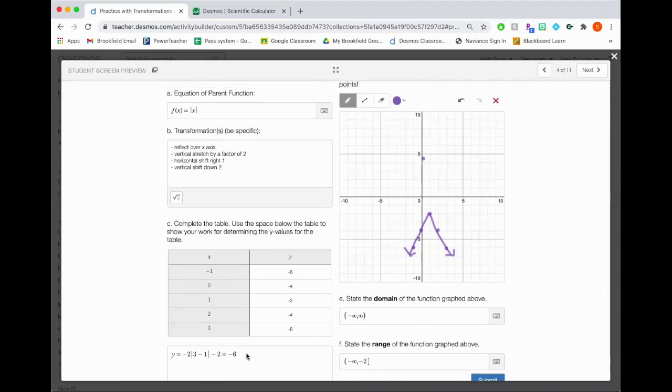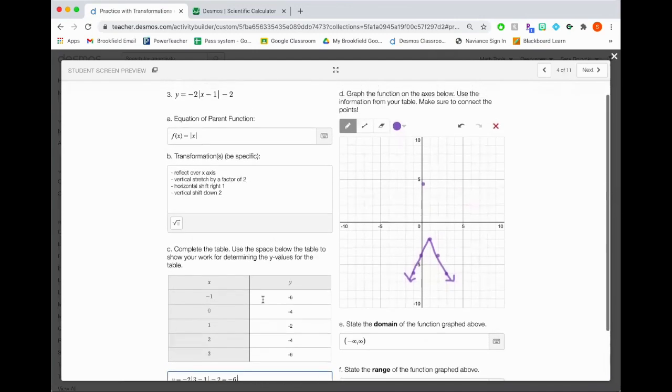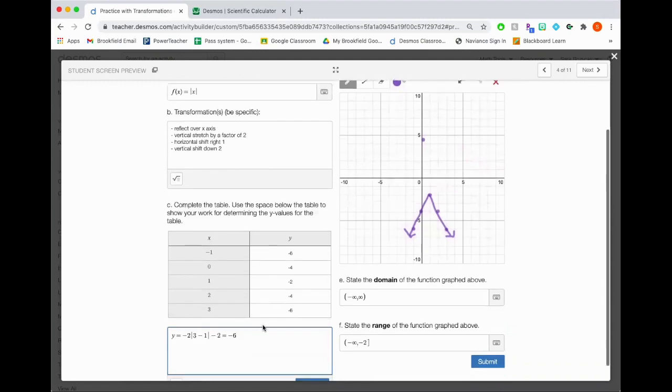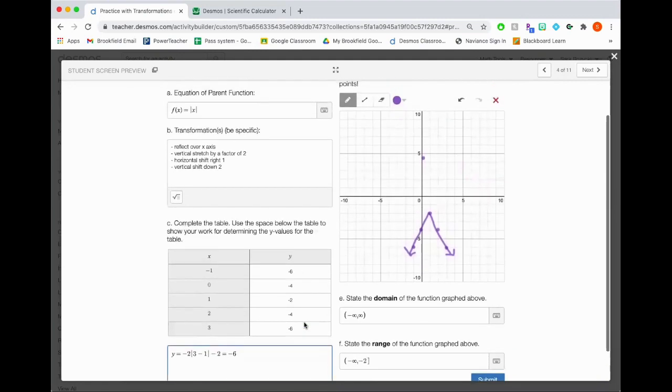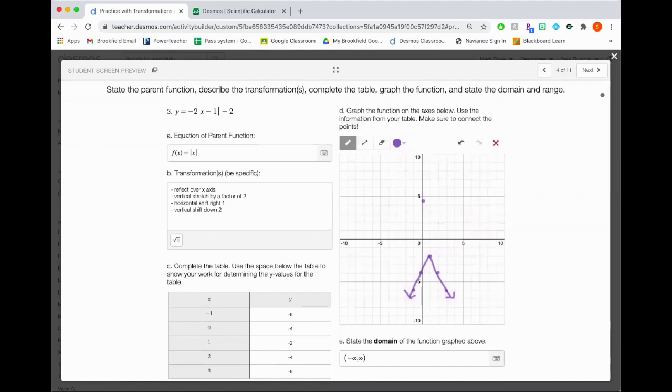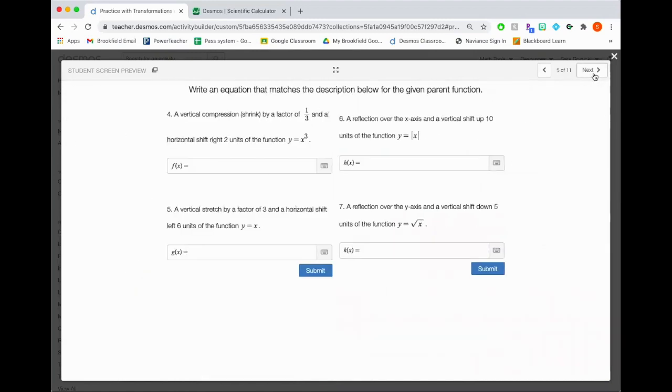And like I said, some of the work is missing because I had to start over. But if you rewind, you can find the rest of the work for filling out the table here. All right, so that was taking a function, identifying all the stuff, graphing, and whatnot. Now we need to write the equation and come up with the equation based on all the information. Just kind of going the opposite direction.